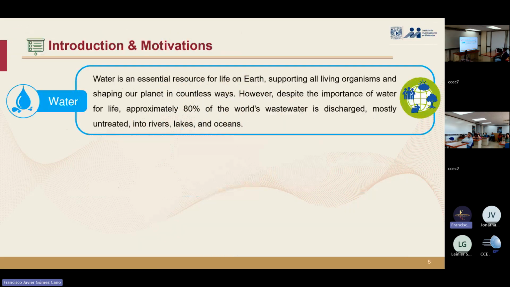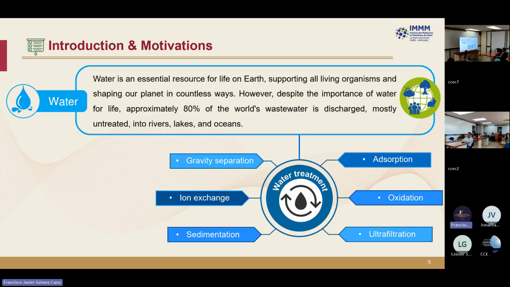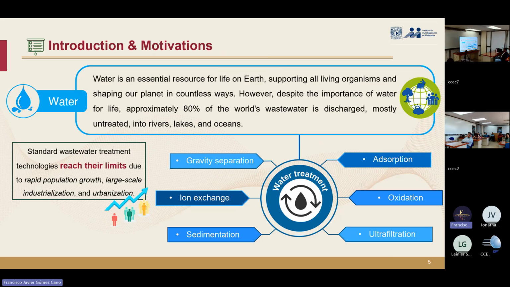So in summary, water is an essential resource for life on Earth. However, despite the importance of water for life, around 80% of the wastewater in the world is discarded, mostly untreated, into rivers, lakes, oceans, or different kinds of water bodies. Of course, we already have conventional water treatment technologies. They have served us well for many years. But today, with the rapid population growth and increased pollution, these systems are reaching their limits. They were not designed to deal with the complexity of modern contaminants, such as the emerging contaminants, for example.